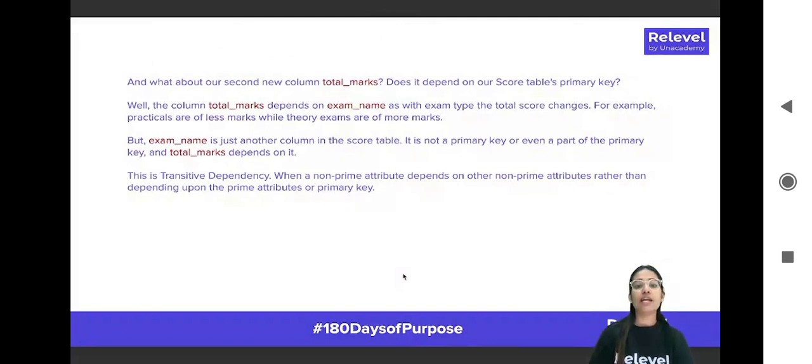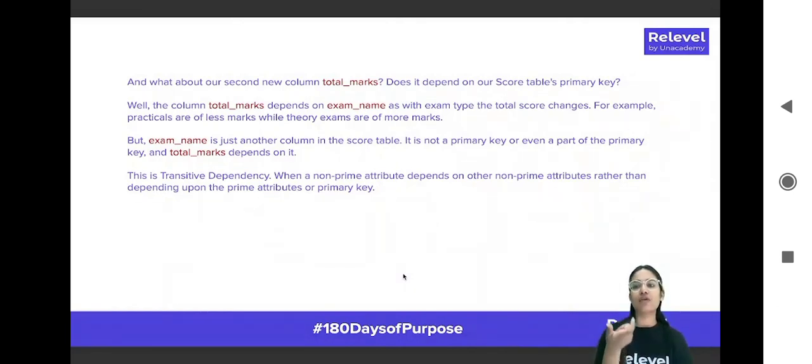And now let's think about the second column. Okay, the second column that we added is total marks. Now does it depend on our score table's primary key? We have to check if total marks is somehow related to student ID or subject ID. Well, the thing is that the total marks actually depends on the exam name. As the exam type changes, the total score changes. For example, practicals are of less marks, while theory exams are of more marks.